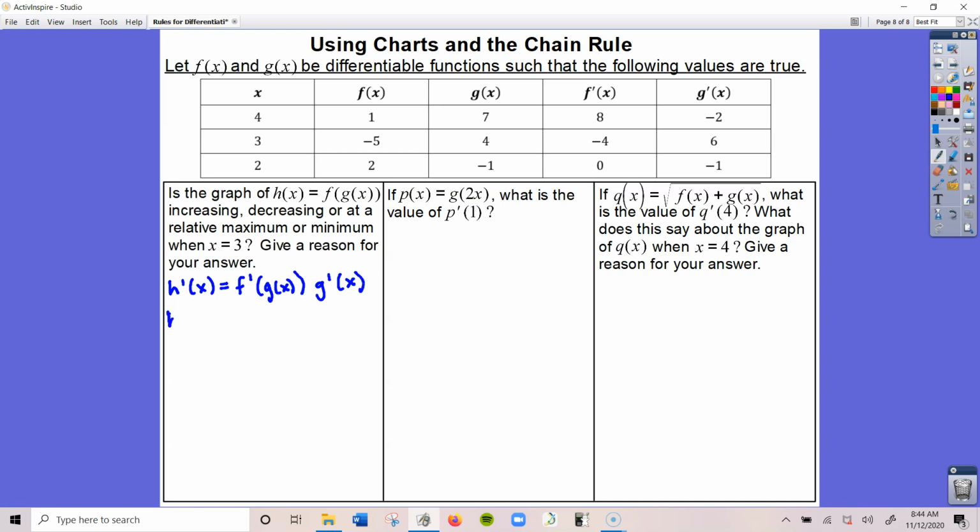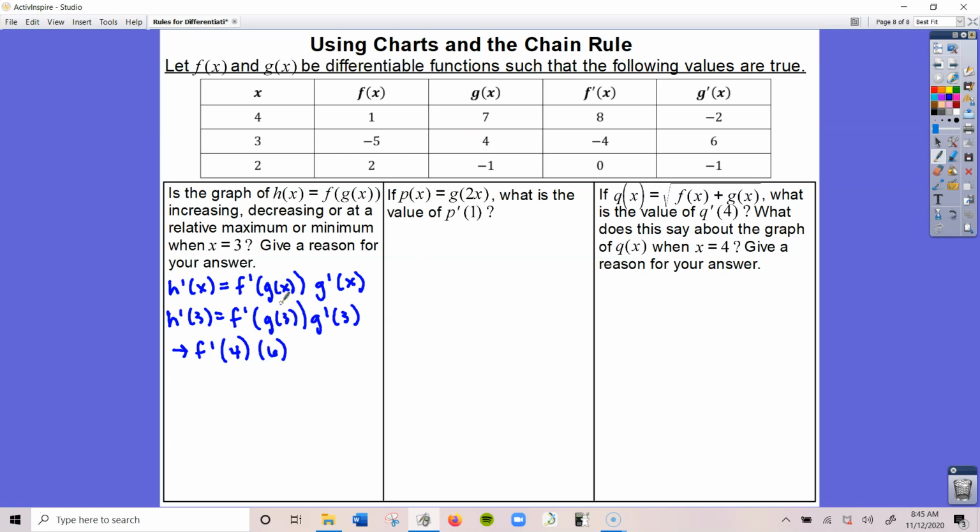Now I'm ready to plug in 3, which is going to equal f prime of g of 3 times g prime of 3. When I look at the chart to get these values, I get f prime, now g of 3 is 4, and then times g prime of 3, which is 6.